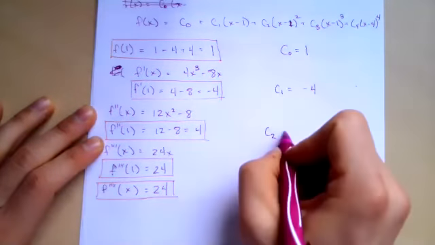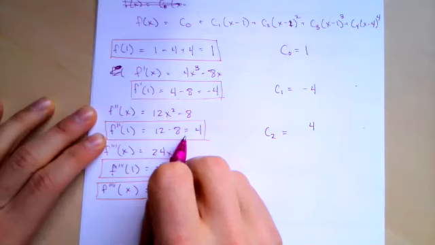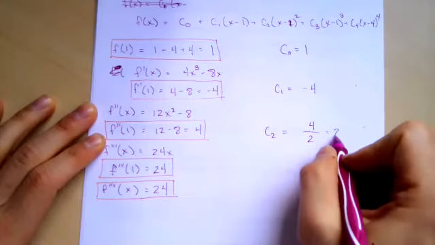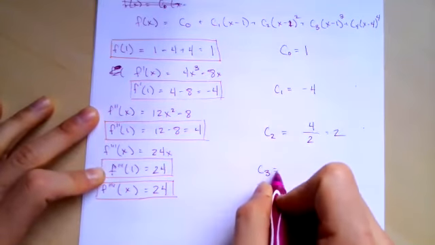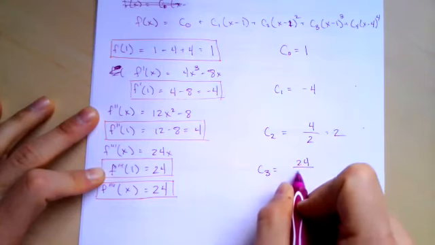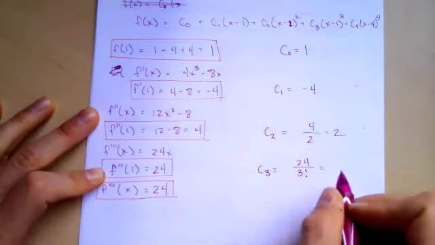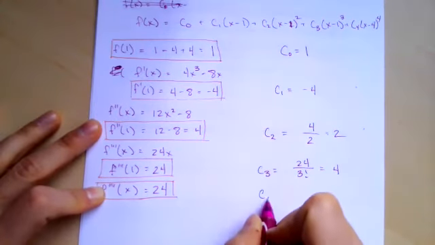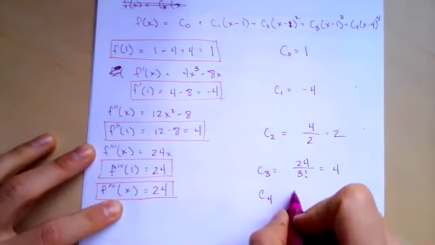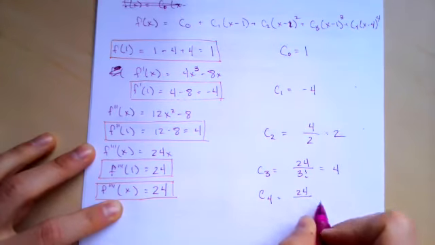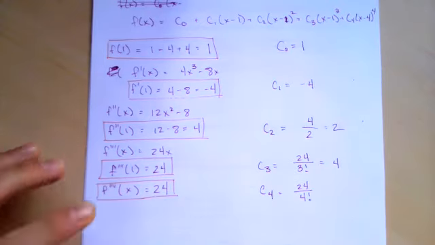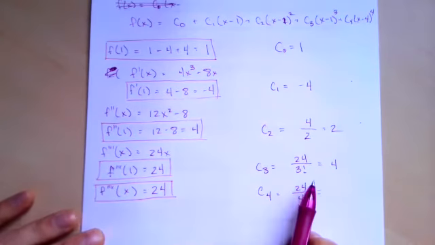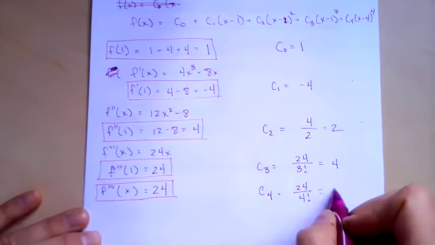So we take 4, f double prime of 1, and divide by 2 factorial. Likewise, C3, we're going to take 24 and divide by 3 factorial. So 3 factorial, 3 times 2, which is 6, gives me a 4. And then C4 will give me 24 over 4 factorial. 4 factorial, so 3 times 2 was 6, times 4 is 24, so that C4 is just 1.